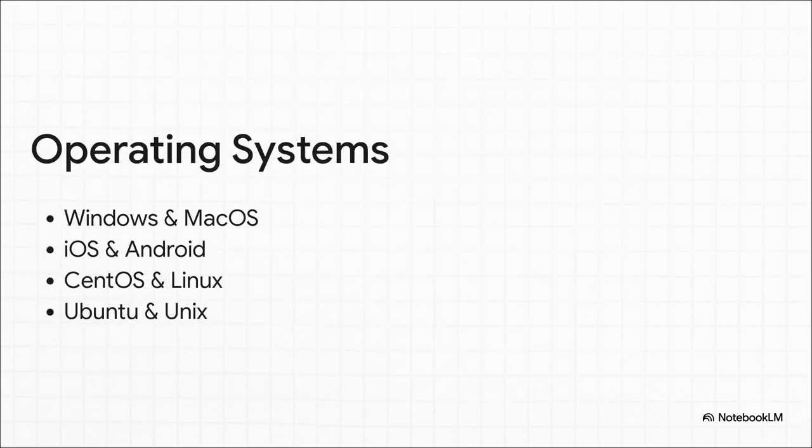And the most famous classification of system software is, of course, the operating system. This handles the execution of programs and offers general services that allow everything else to run over the computer. You rely on these every single day. We're talking consumer staples like Windows, Mac OS, mobile operating systems like Apple's iOS and Android, all the way to powerful open-source systems like CentOS, Linux, Ubuntu, and Unix that run the world's servers.